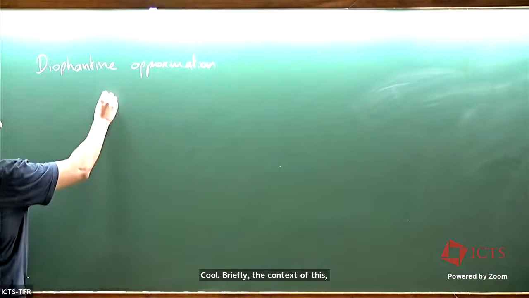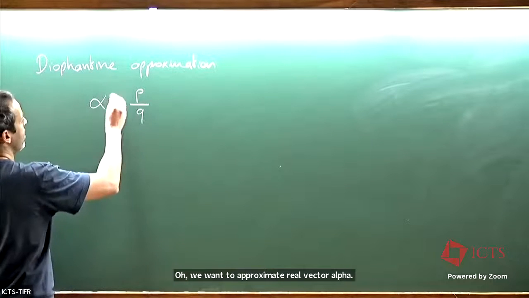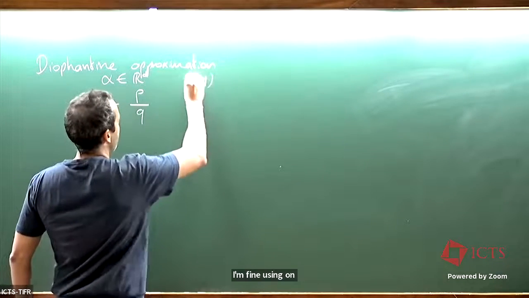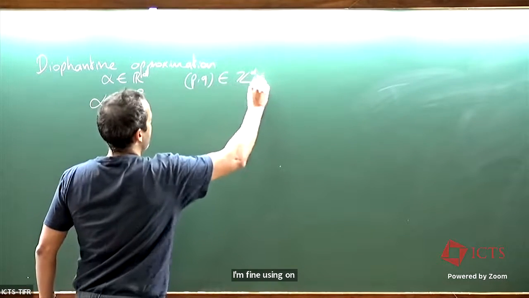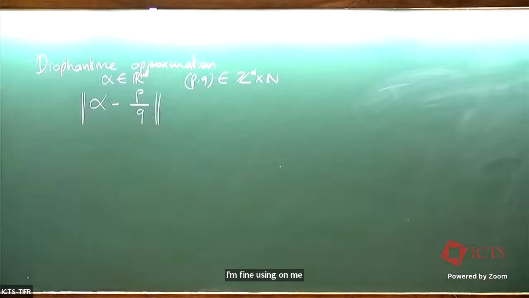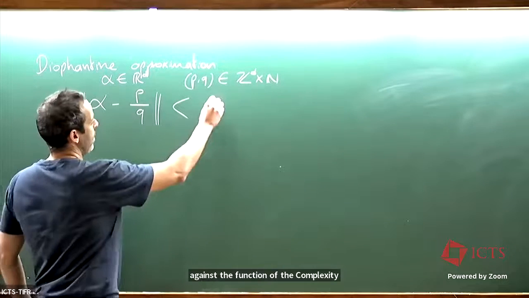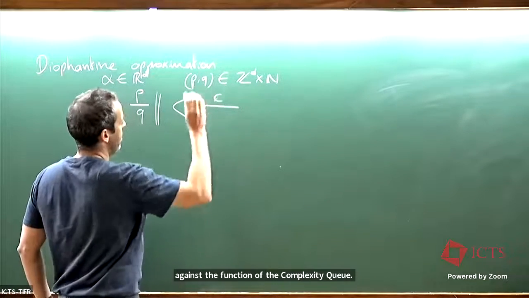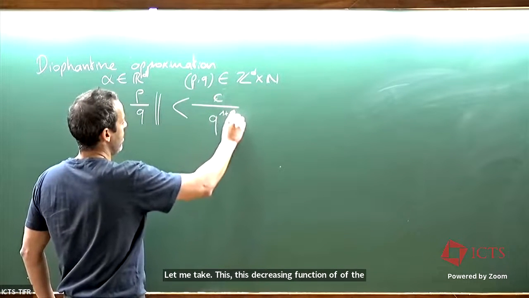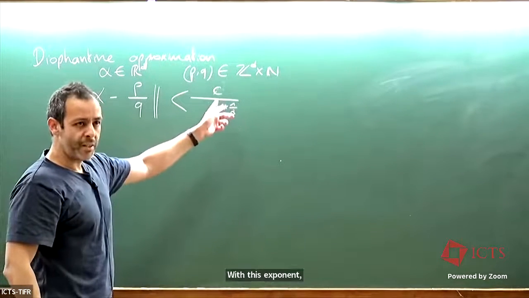So we want to approximate a real vector alpha in R^d by rational vectors p/q, with p in Z^d and q in N. We measure the quality of this approximation against some decreasing function of the denominator, the complexity q, with this exponent, 1 plus 1 over d. This is the critical exponent.